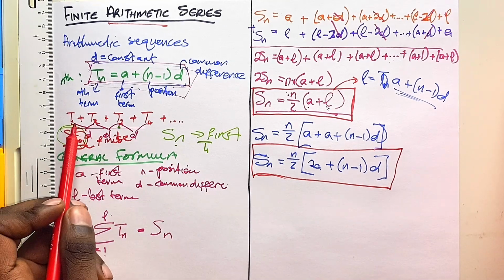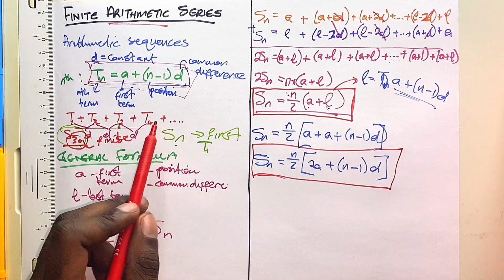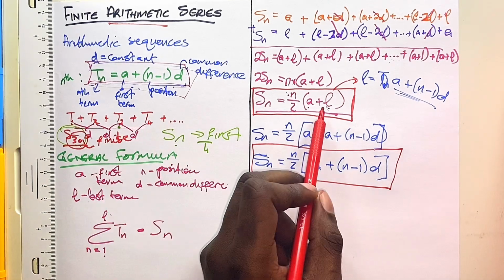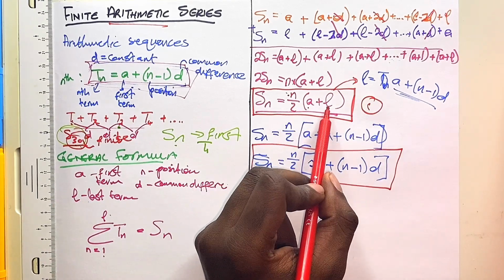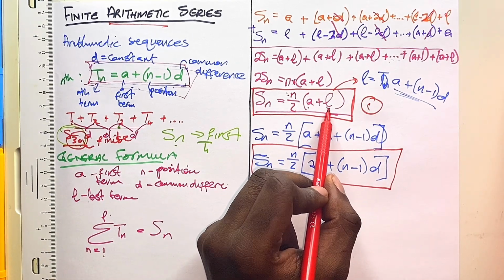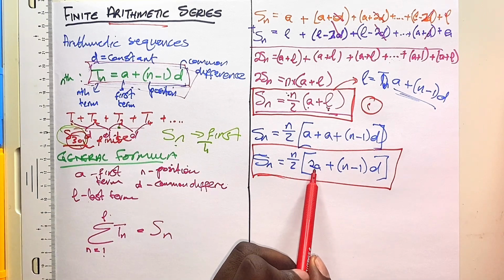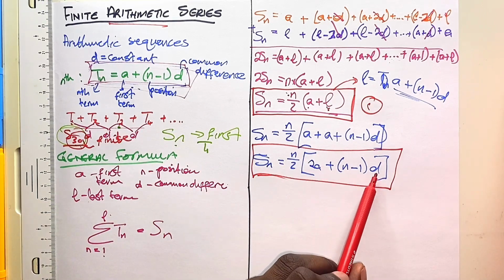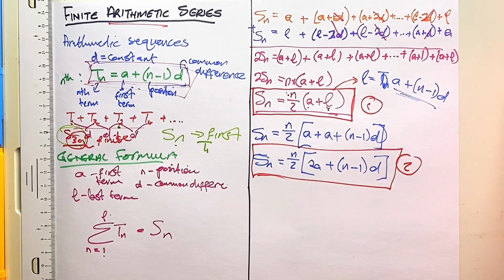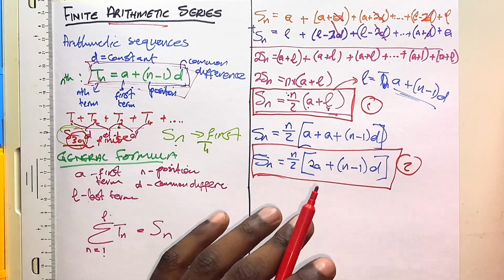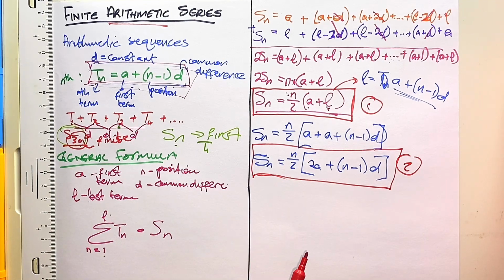If you are given a series in this formation whereby you do not know the last term, the first formula here will not be of use to you because you would not know what the last term is. But you would know the general formula to find that last term. So you would come to equation 2 here and use that equation to find the sum of your finite arithmetic series. Now let's do some examples to see how this would work.